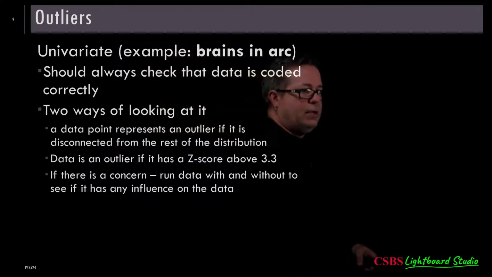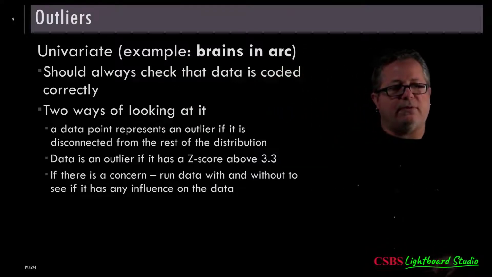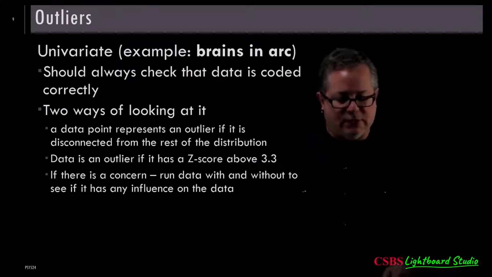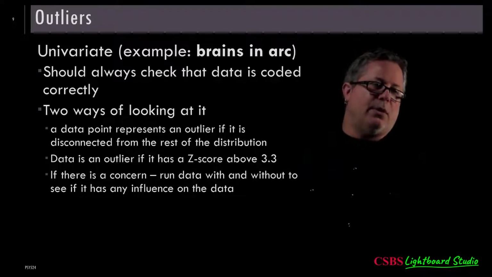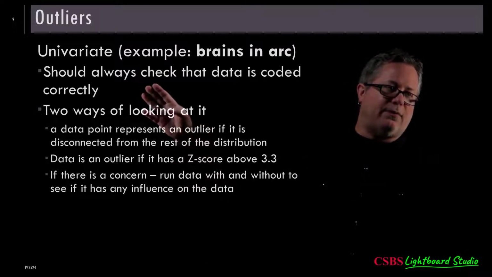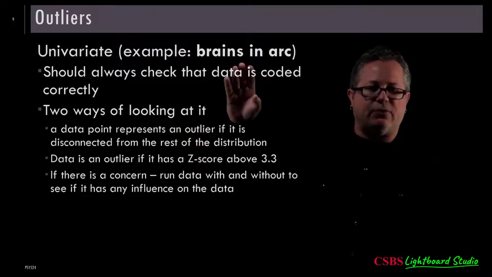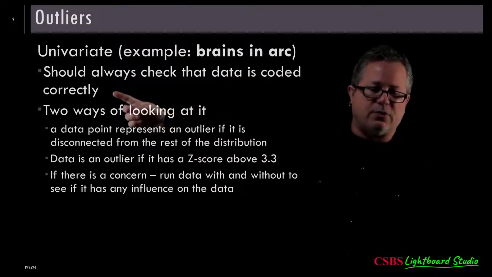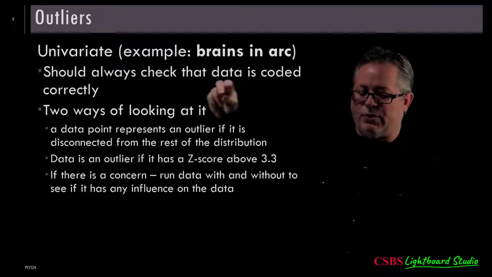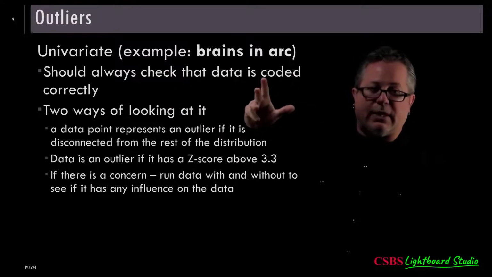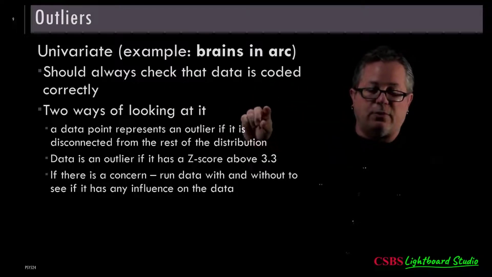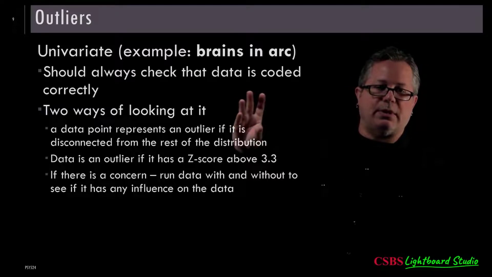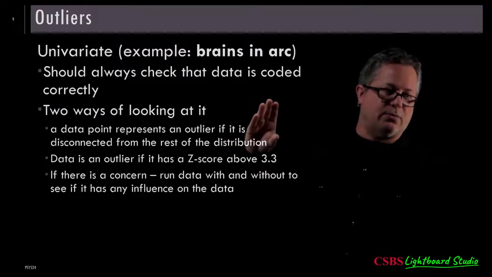You could think of univariate examples of outliers. I'll show you examples of brains and ARC here in a second. Anytime you have extreme values, the first thing you want to check is that the data was coded correctly. With Likert scales, you could have meant to put a 7 and then someone put a 77 by accident. So that could represent the extreme outlier in some way.